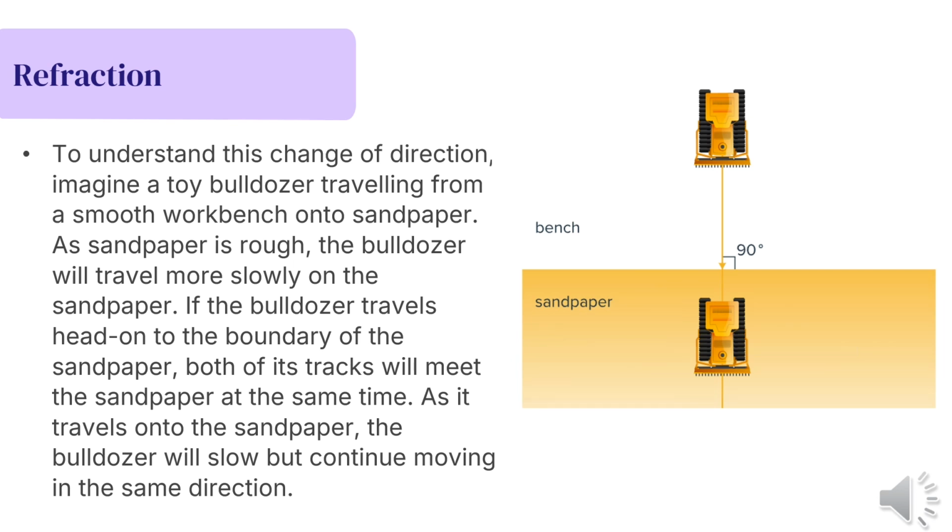Imagine a toy bulldozer moving from a smooth workbench onto sandpaper. On the smooth surface, it moves quickly, but on sandpaper, it slows down. If it drives straight on, both tracks meet the sandpaper at the same time, so it slows but keeps the same direction. That's like light hitting a boundary head-on.